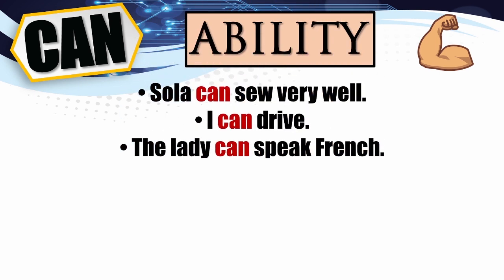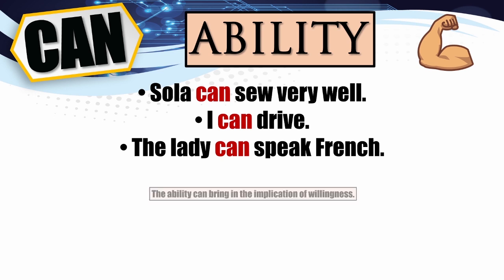The first example says, Shola can sew very well. I can drive. The lady can speak French. Now, when you look at can in these sentences, you will discover that they are showing ability. So when you have the ability to do something, then you make use of can.